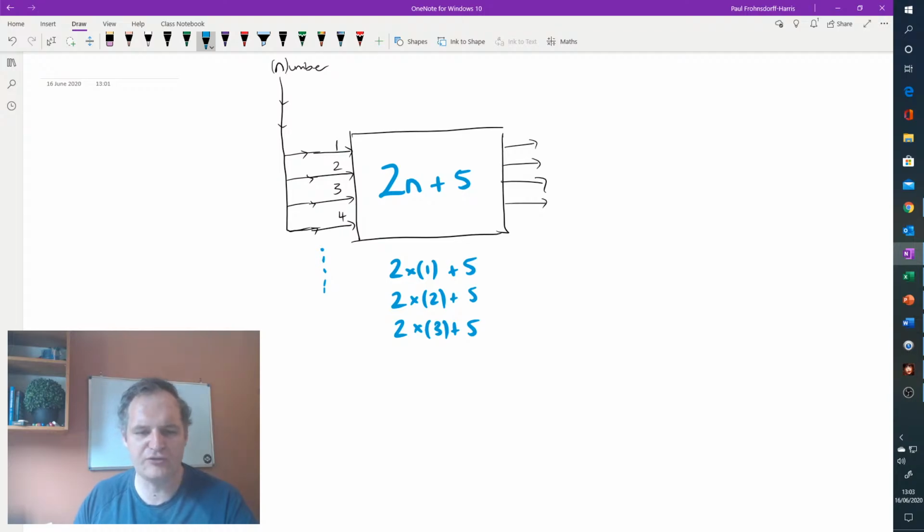2 times 1 is 2, add 5 is 7. 2 times 2 is 4, add 5 is 9. 11 and 13. Now, hopefully you notice something. These have got a gap of 2. They are the 2 times table, and it's because of this. The 2n will tell you what the gap is. If it was 3n, the gap would be 3.